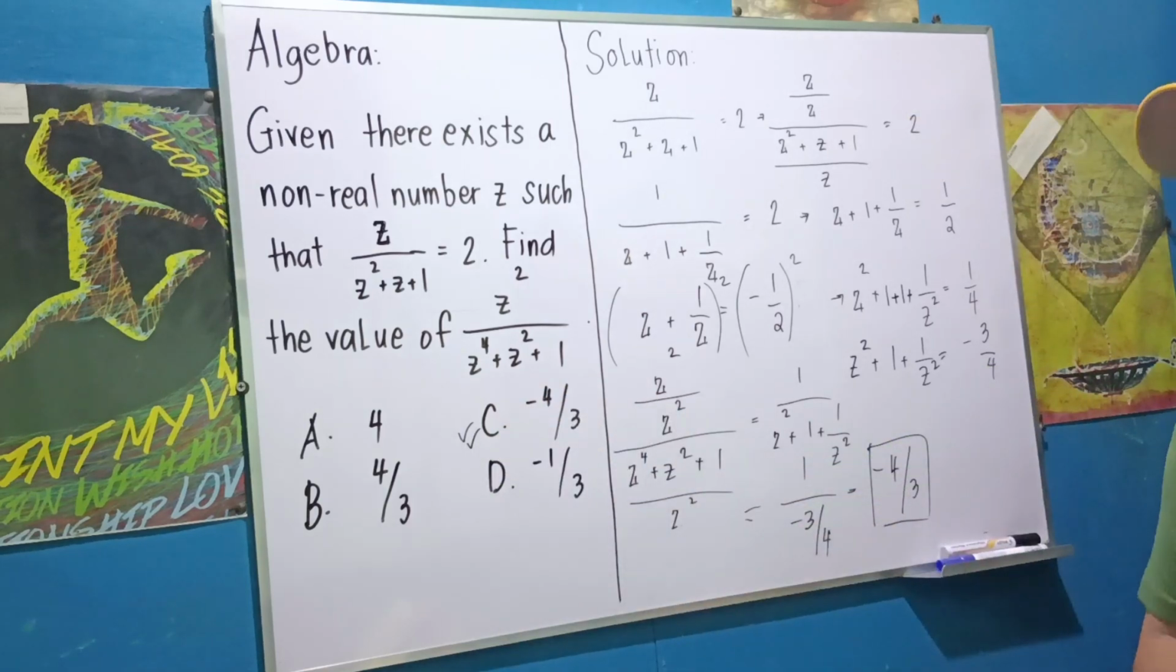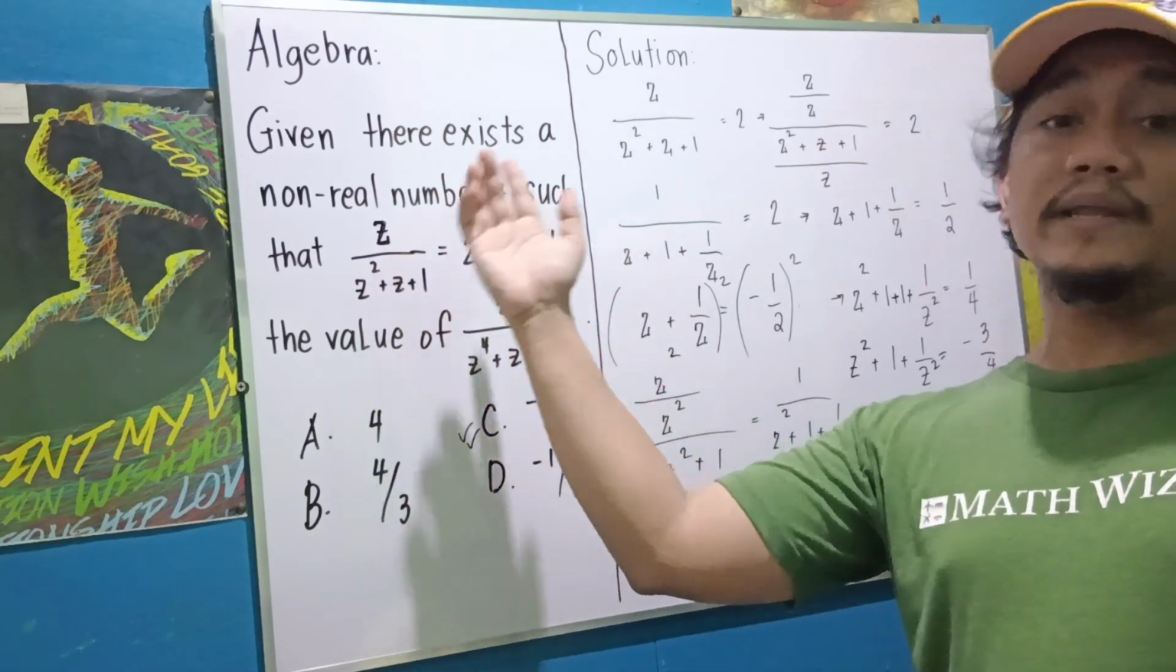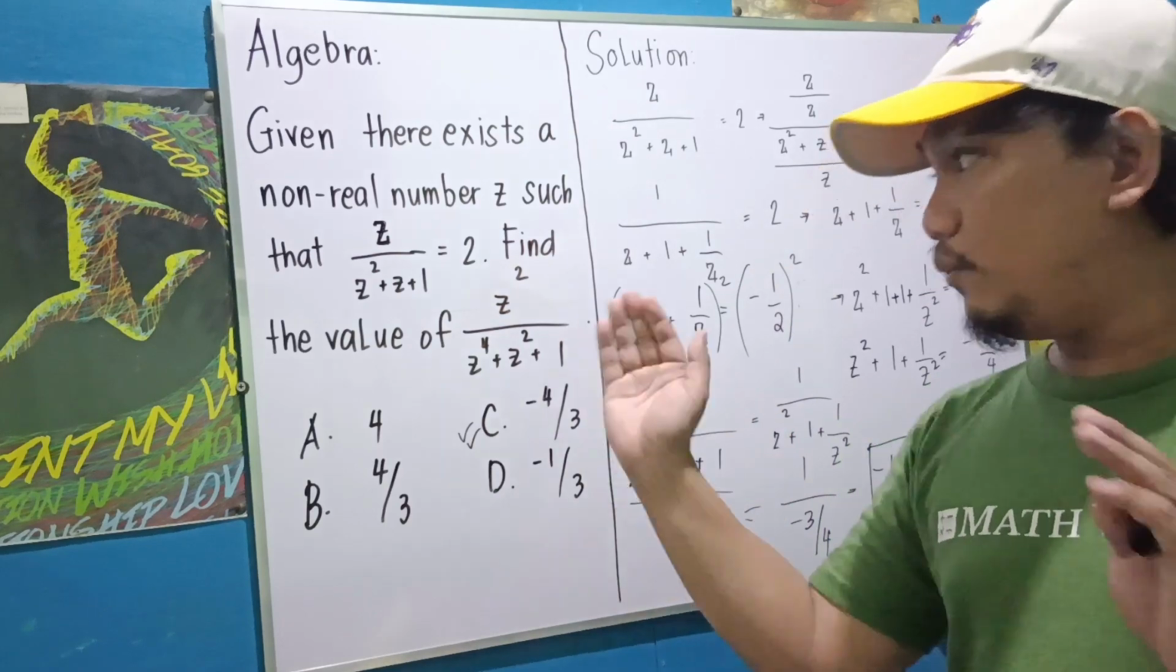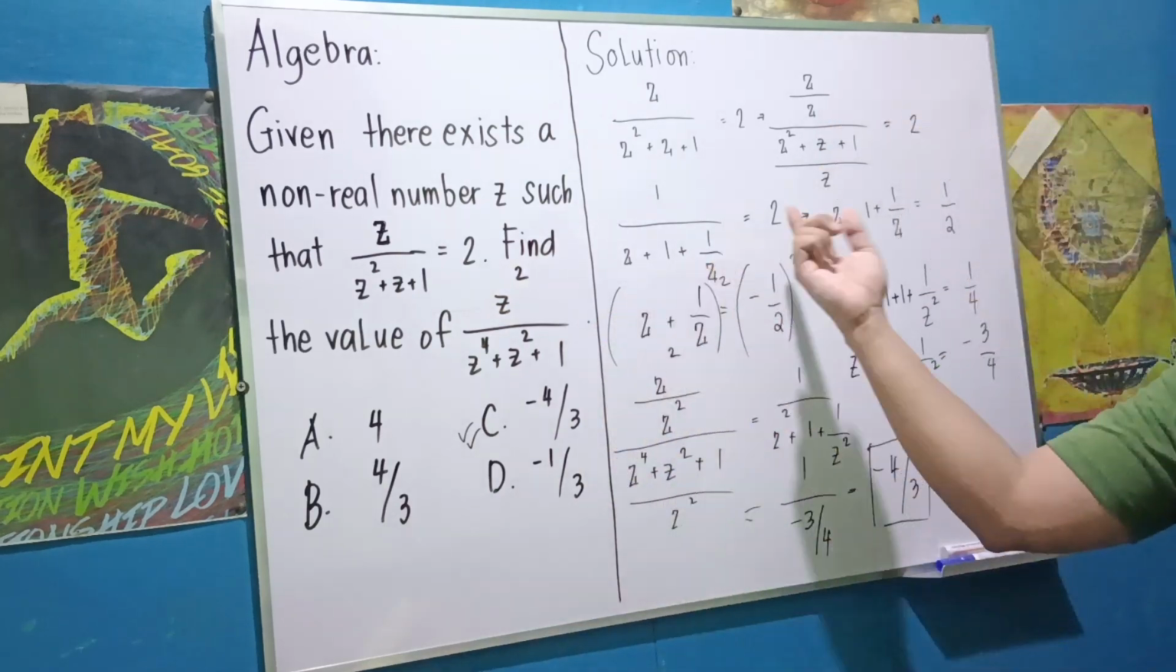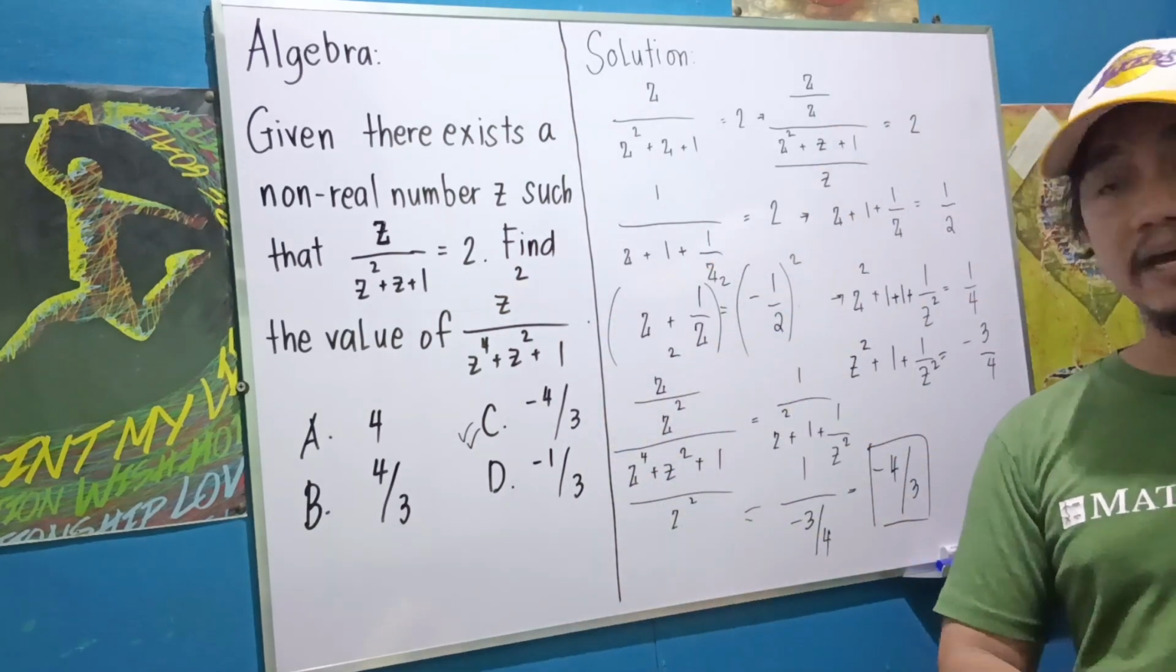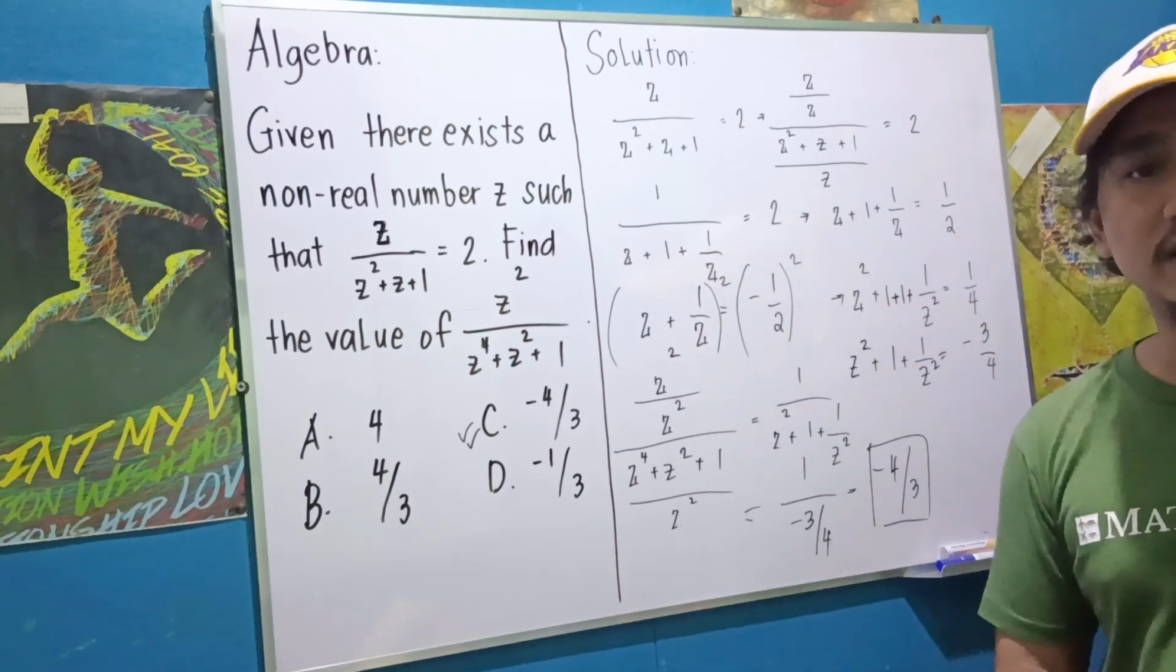So ulitin ko po, first thing, dinivide natin to by the degree of the numerator, and then we come up with an equation involving z plus 1 over z. And then, ganun din yung gagawin nating process.